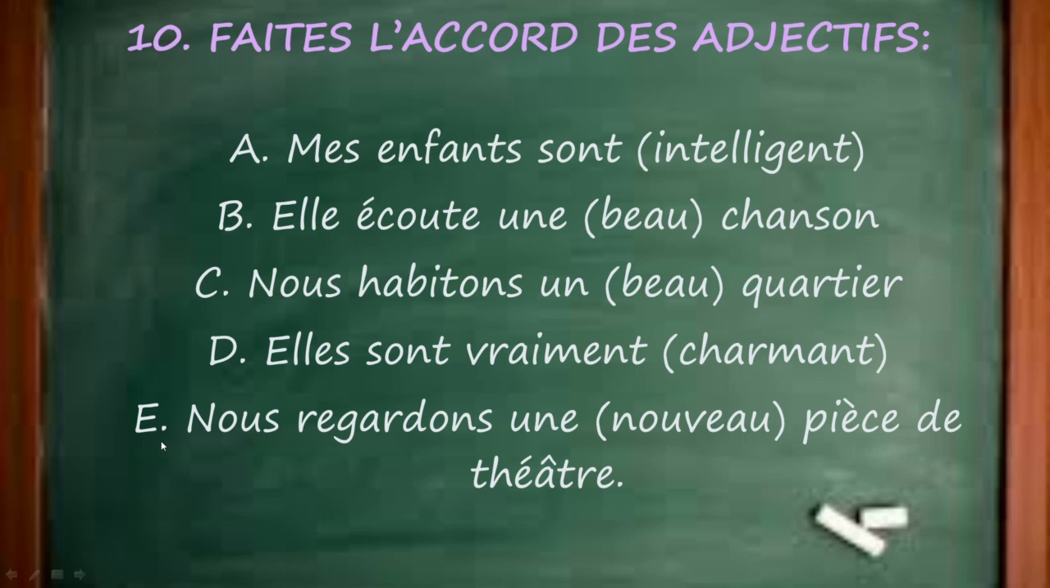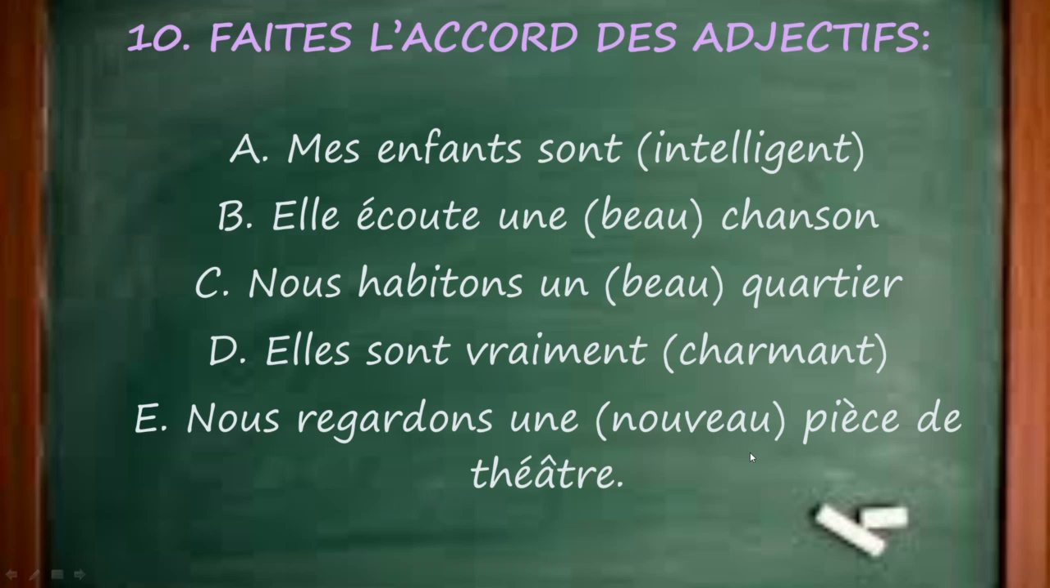So, last one. Nous regardons une nouveau pièce de théâtre. Pièce de théâtre means a drama. So we are watching a new drama. Nouveau is actually new, but it's given in the masculine singular form. When you change nouveau to feminine singular, the same way like beau, nouveau changes to nouvelle. N-O-U-V-E, in the place of A-U, you'll be adding double L-E. Nous regardons une nouvelle pièce de théâtre. So we are watching a new drama.